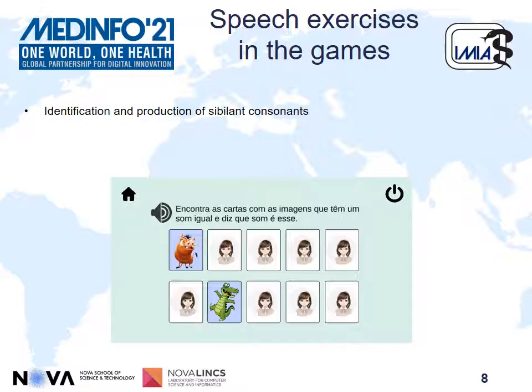So in this case, we have a matching pair with a boar and an alligator. But the words in Portuguese both start with j. It is javali for boar and jacaré for alligator. So the child would have to identify this pair, and then she would have to say the sound j to win the pair.